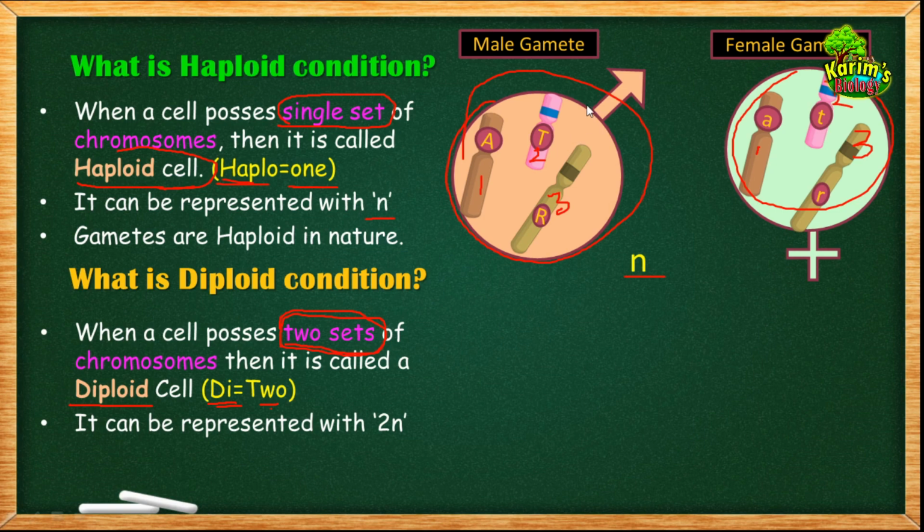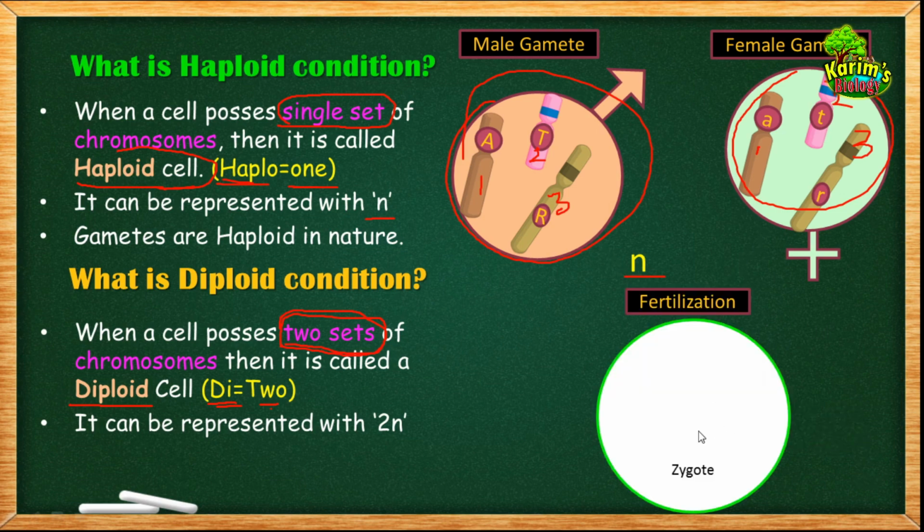Now let us go back to this one. This is the male gamete, where there is 1 set of chromosomes. This is the female gamete, in which there is also a single set of chromosomes. So these two are haploid in nature. Then how are diploid cells formed? You know that during fertilization, male gametes and female gametes fuse together and form a zygote. And when the zygote is formed, one set from the male gamete and another set from the female gamete combine together in the zygote. This is how it happens.